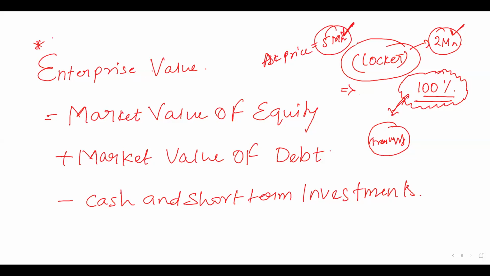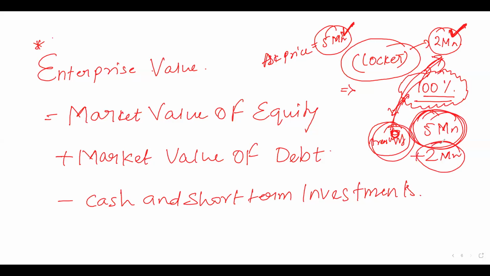You will have to get me this 5 million, and also you will have to repay the debt that is associated with this locker. Otherwise, a part of the treasury would go to the debt holders. Do you guys agree? So if I ask you what is the total amount that you need to pay to get everything inside this locker, it is 5 million plus 2 million. 5 million is for the owner, that is the equity holder, and 2 million for the debt holder.